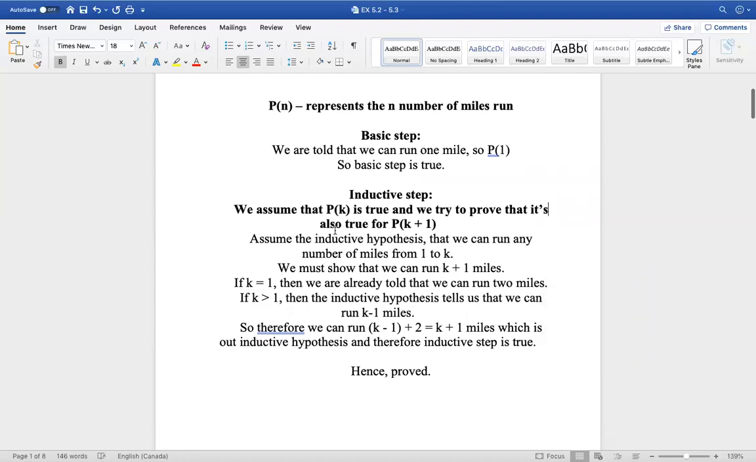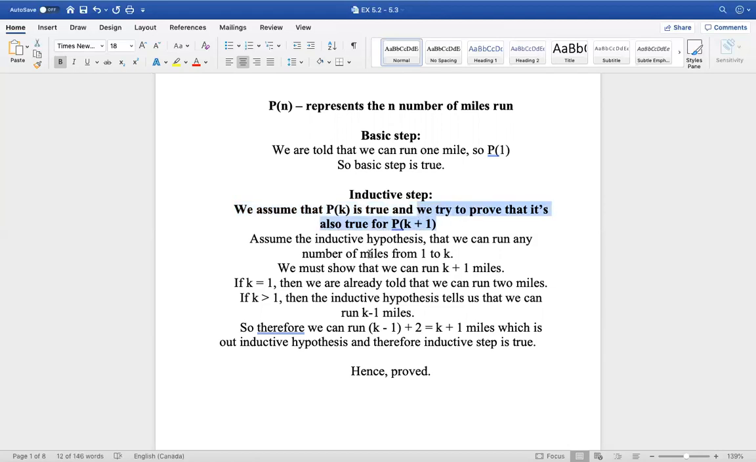So in the inductive step, we assume the inductive hypothesis, which is mentioned here, that we can run any number of miles from 1 to k. And then we must show that we can run k plus 1 miles, which is what I write here.